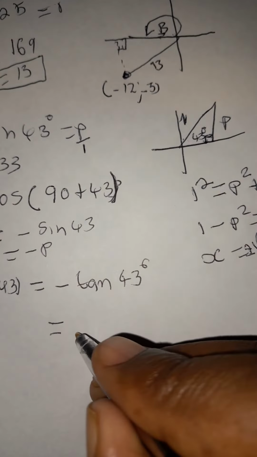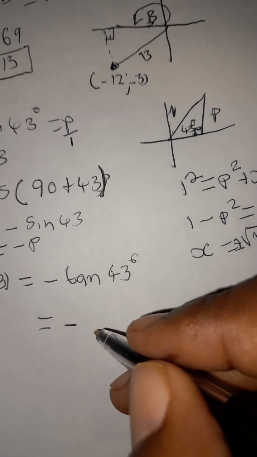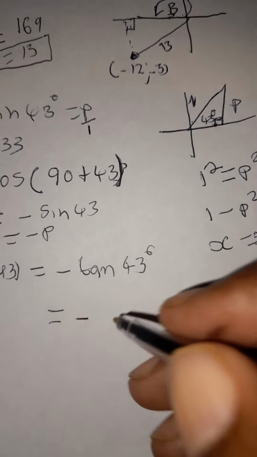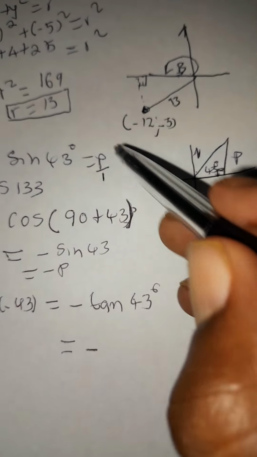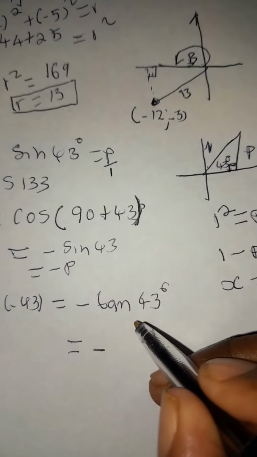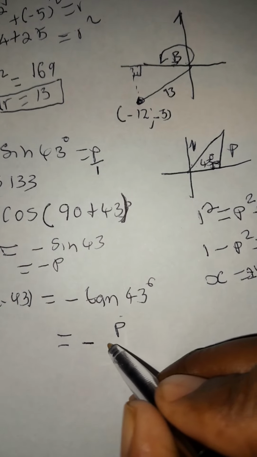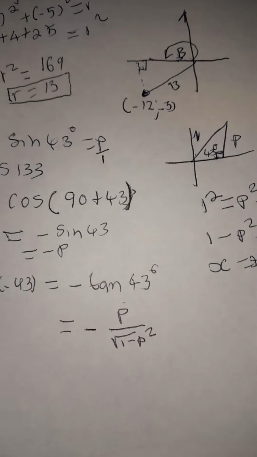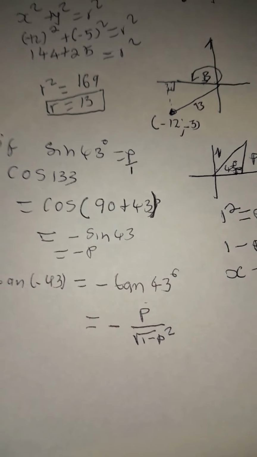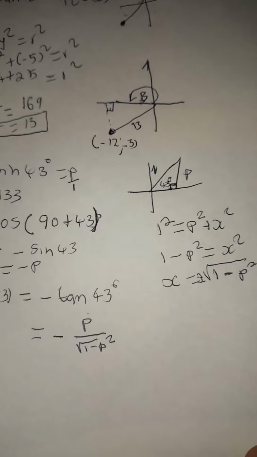So in this case, we are going to have tan, remember it's opposite all over adjacent. So what is our opposite? According to this, it will be p. So you're going to have p all over root 1 minus p squared. So that's how you were supposed to work out this thing, right?